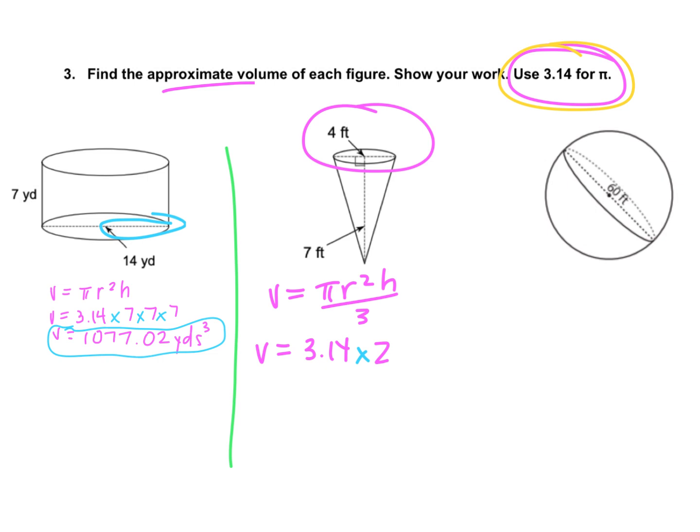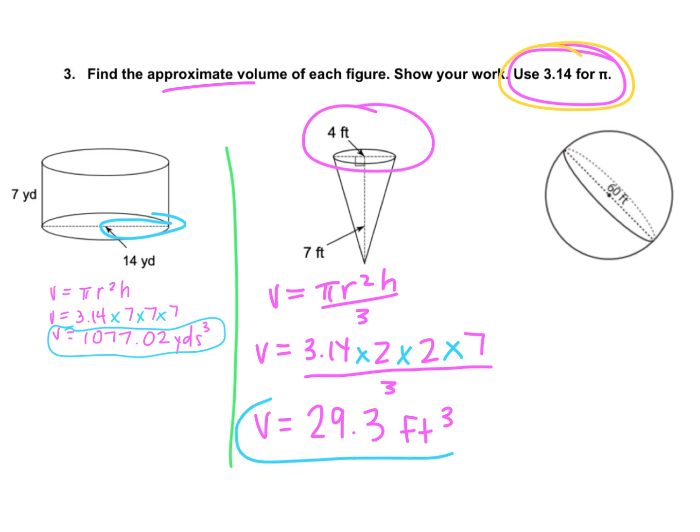So that's 2 times another 2. We need 2 of those. And then times the height of the cone, which is 7. And then all of that gets divided by 3. So go ahead and calculate all of that. 3.14 times 2 times 2 times 7. Hit equals, and then divide that all by 3. I am getting 29.30666. So I'm just going to go 29.3, and that is feet cubed, or cubic feet. Final answer.